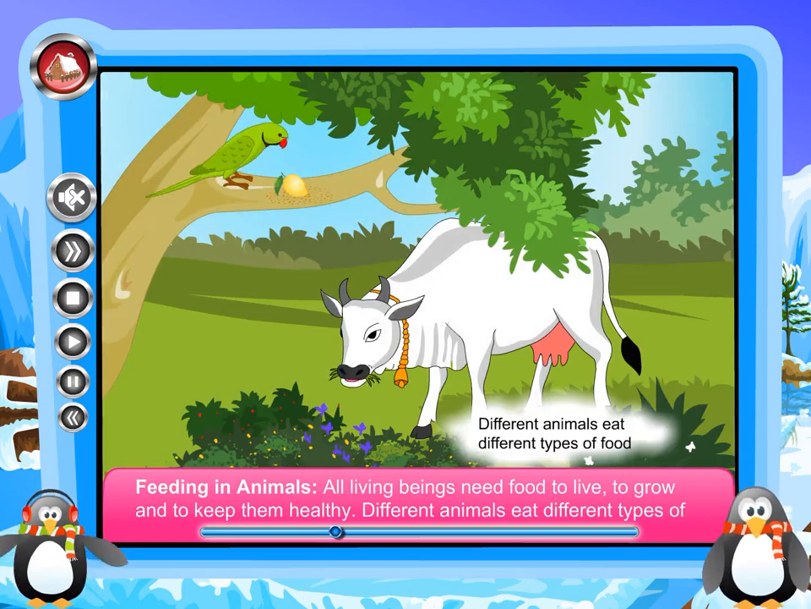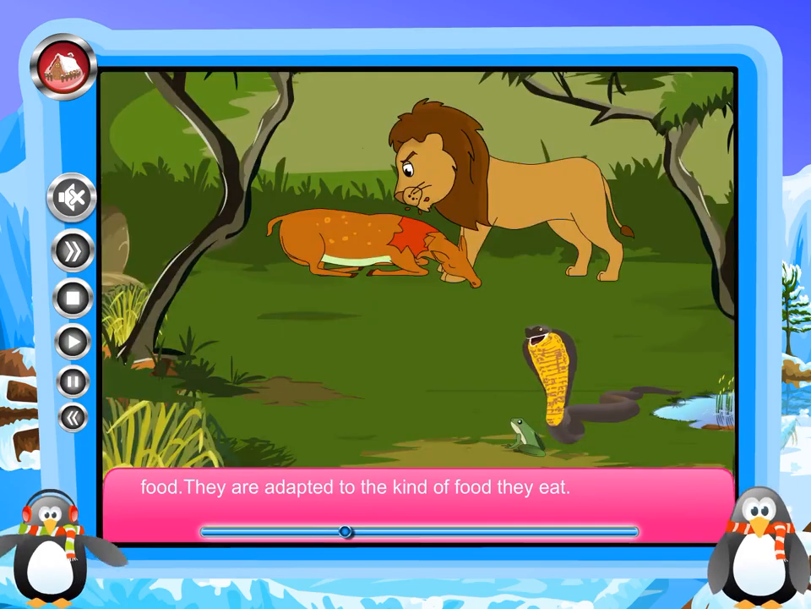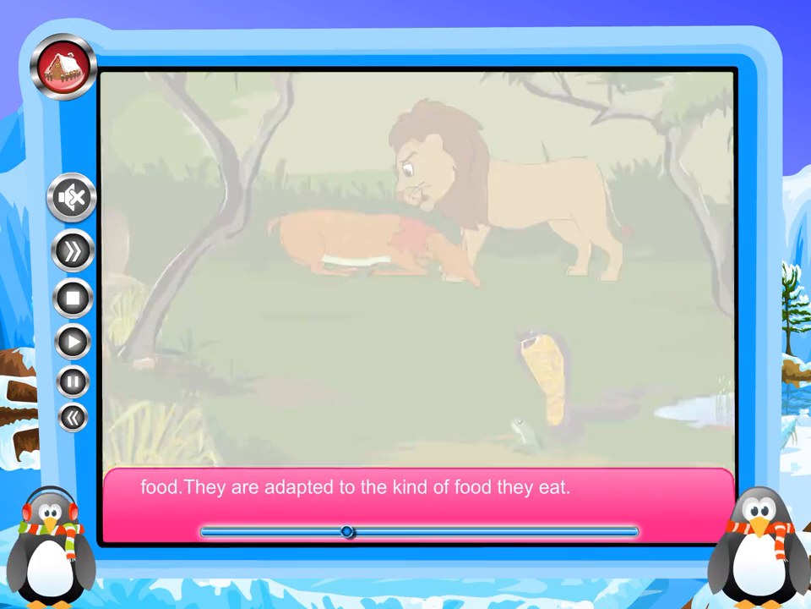Feeding in animals. All living beings need food to live, to grow, and to keep them healthy. Different animals eat different types of food. They are adapted to the kind of food they eat.